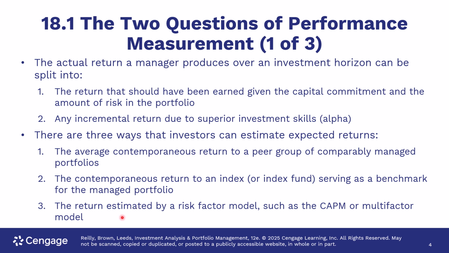The return estimated by a risk factor model, such as the CAPM or those multi-factor models that I taught you. Fama French 3-factor, 4-factor, and 5-factor come to mind. So we can estimate them using those, running a regression and computing the expected returns that way. That was the APT general form.